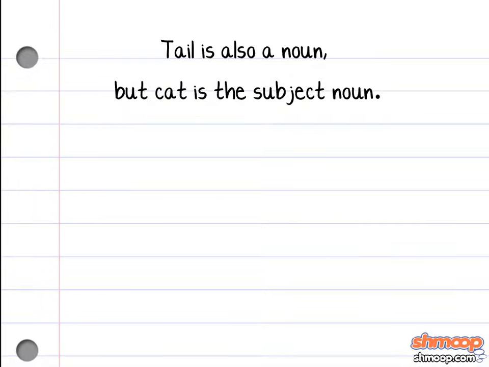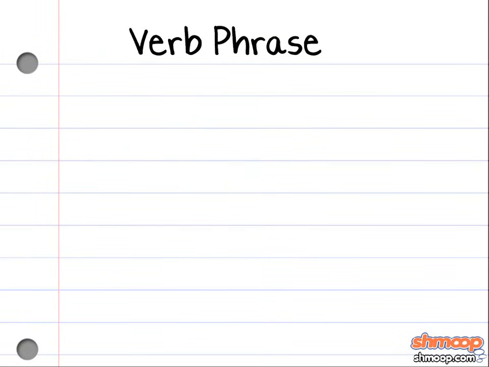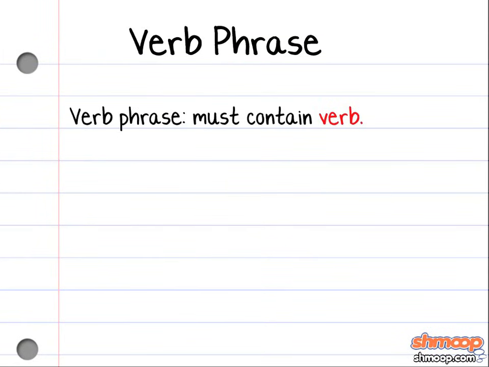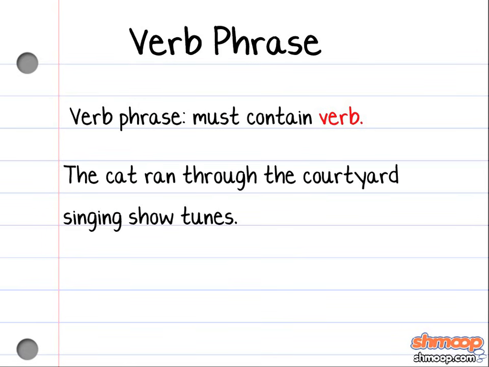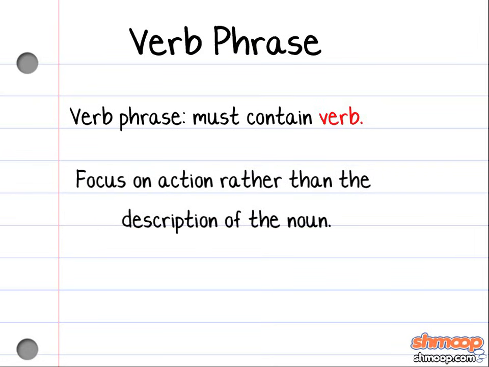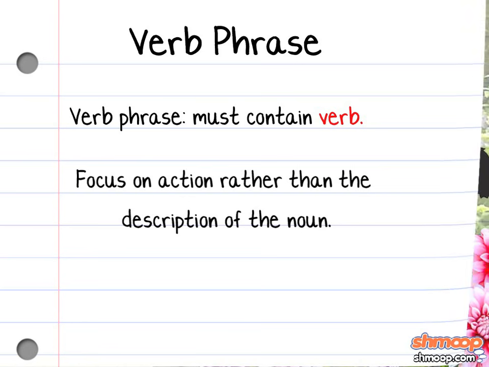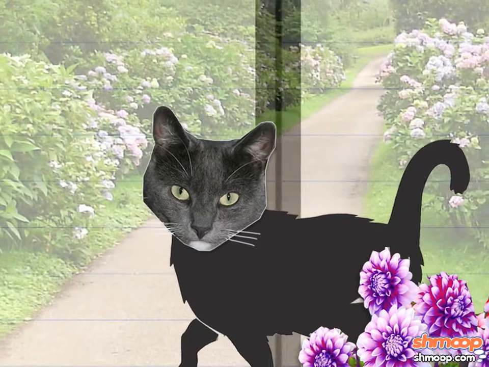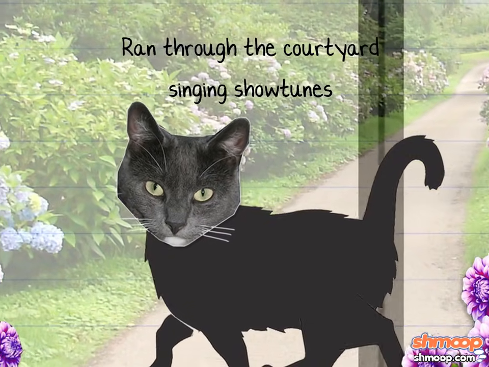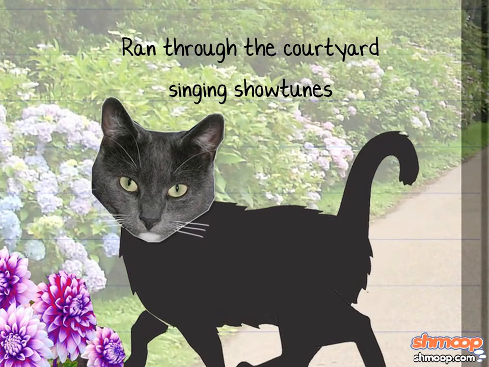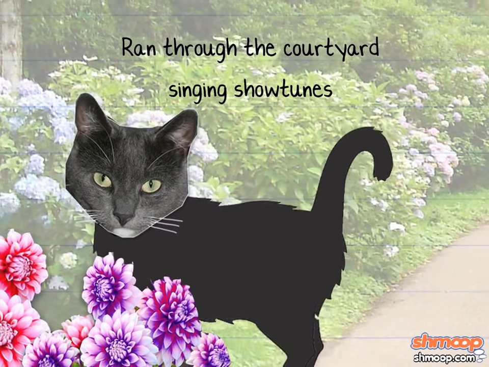Well, if there's a noun phrase, there must also be a verb phrase, right? Oh, you're so smart. If we turn our original sentence into "The cat ran through the courtyard singing show tunes," we've once again made our sentence more interesting. Except this time we're focusing on an action rather than on the physical description of a noun. So here our verb phrase is, "ran through the courtyard singing show tunes." We're guessing something from Cats.